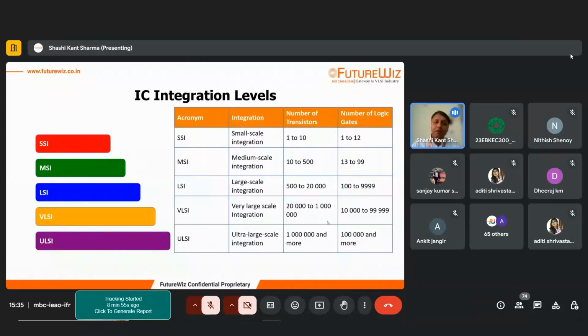So it started from SSI, where only 1 to 12 transistors were there, right, which was a very initial level. Then we started to dump more transistors, more gates on the chiplet, and that integration was named MSI, medium scale integration, which started from 13 to 99 logic gates, or 10 to 500 transistors. And now the era is going towards billions of transistors on a single unit area, right?